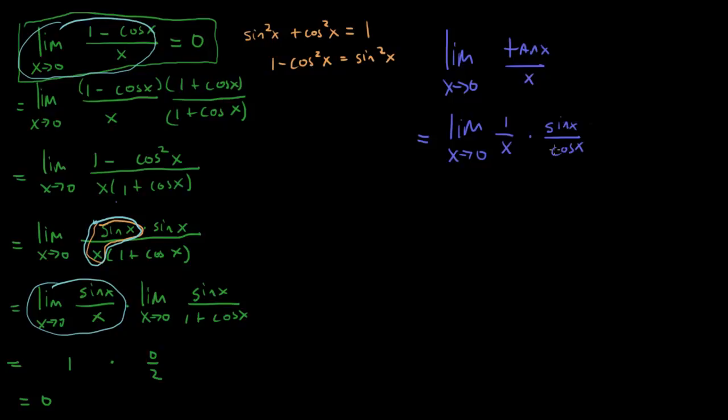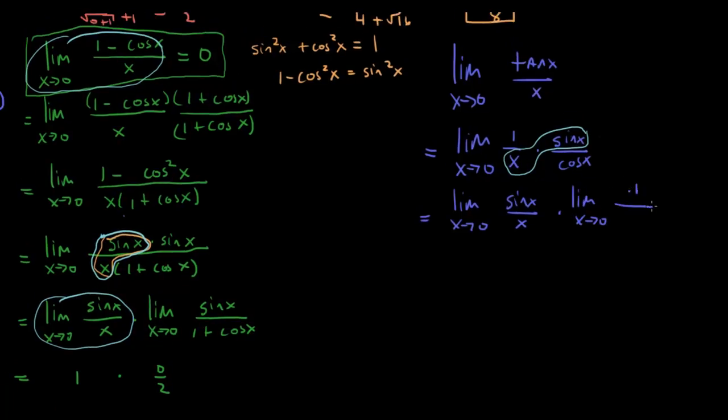But look at this. Do you see anything that looks familiar? Do you see maybe we have the limit as x approaches 0 of sine x over x. So we can rewrite this as the product of two limits. The limit as x approaches 0 of sine x over x times whatever's left over. The limit as x approaches 0 of 1 over cosine x.